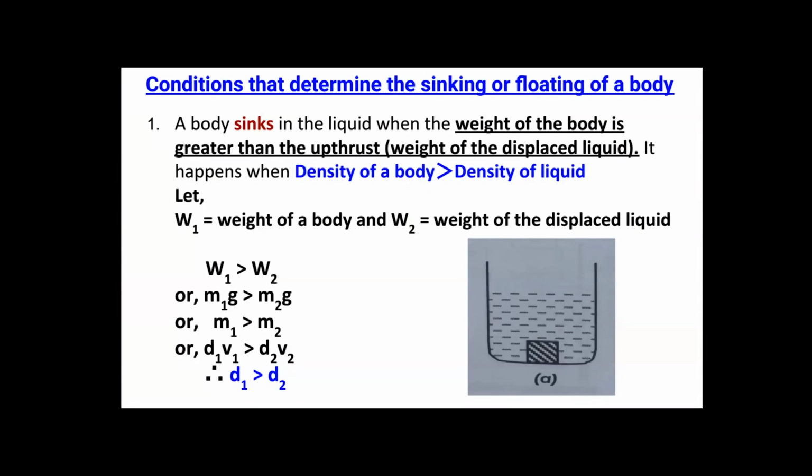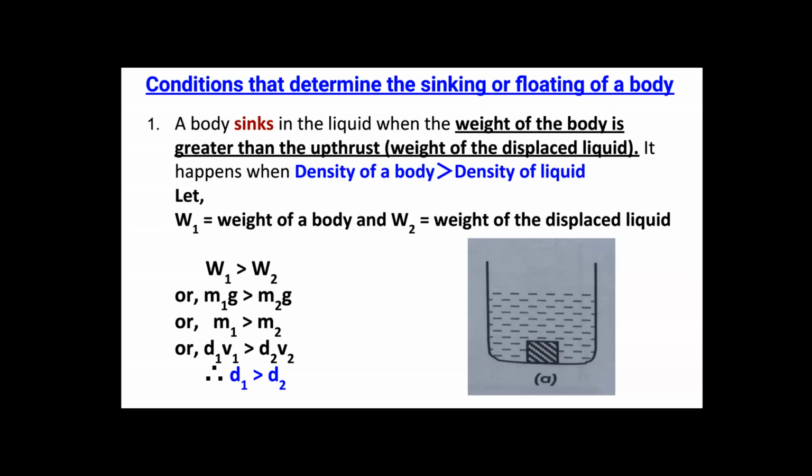Now let's read the conditions that determine the sinking or floating of a body. The main factor that determines the sinking or floating of a body is density, either the density of the liquid or the density of the body. When the density of the liquid is more than the density of the body immersed in it, the body always floats. When the density of the liquid is less than the density of the body, for example, the density of water is 1000 kg per meter cube and the density of iron is 7860 kg per meter cube, the density of water is less than the density of iron, right? So in that case the iron sinks in water because the density of the liquid is less than the density of the body. So if the density of the liquid is more than the density of the body, the body floats. If the density of the liquid is less than the density of the body, the body sinks.